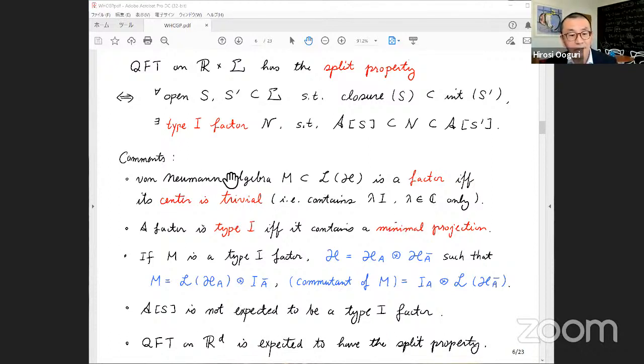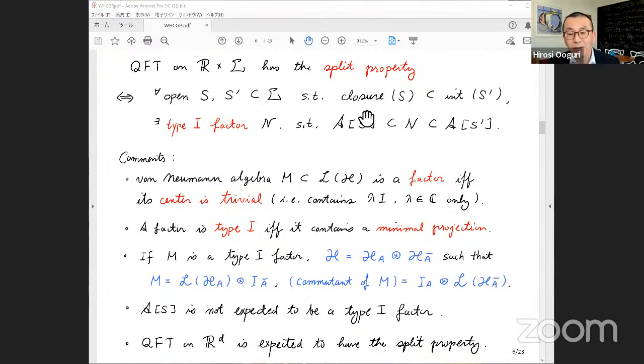When you have a von Neumann algebra, we say that this von Neumann algebra is a factor if its center is trivial, that is, if the center contains only operators of this type. And type one means that it has a minimal projection. That's what's called a type one factor. And a type one algebra is a very nice algebra. For example, if it is acting on a Hilbert space, then you can always split the Hilbert space into two parts: one which is realizing this algebra, and the other, whose algebra commutes with it. So that's a nice property of type one factors.